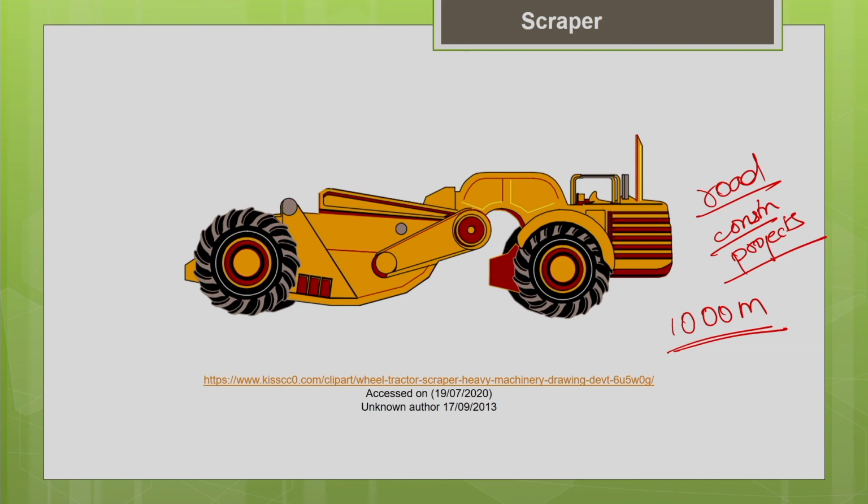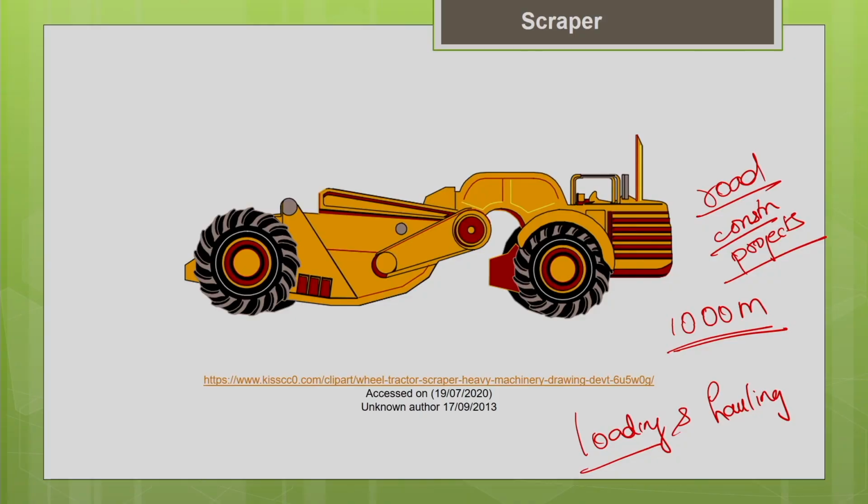The main advantage of the scraper is that it is good in both loading as well as hauling. I hope everyone knows what loading is. It is nothing but cutting the earth and loading a bowl, a bucket, whatever. That operation is called loading. There are certain machines which are very good in loading, say for example your loaders, your backhoe or the excavators. But their mobility is very much less, so their economic haul distance is very commonly less than 100 meter. For the bulldozer, what we discussed in the earlier lecture, the economic haul distance is only up to 100 meter.